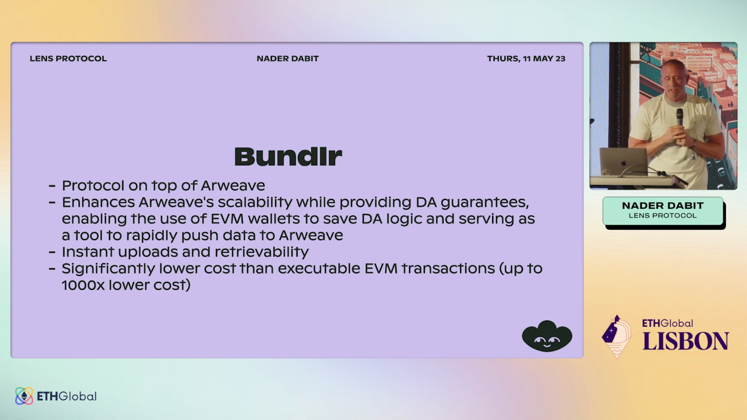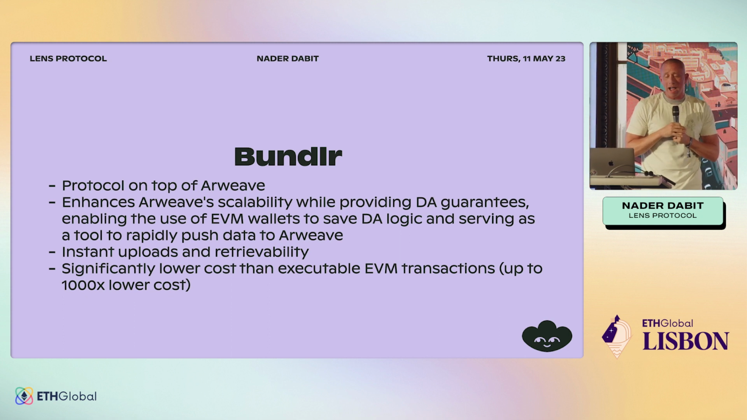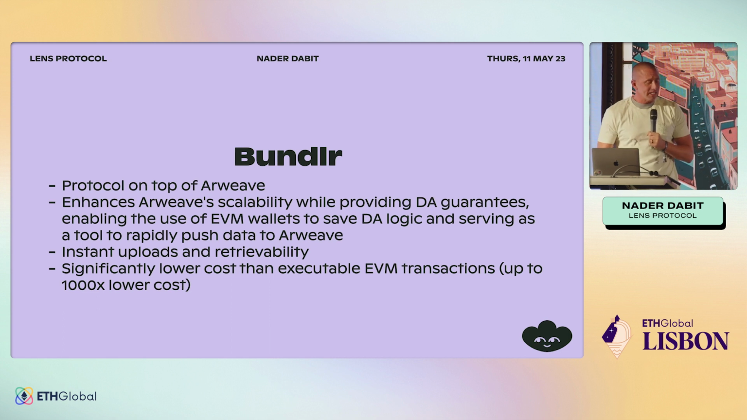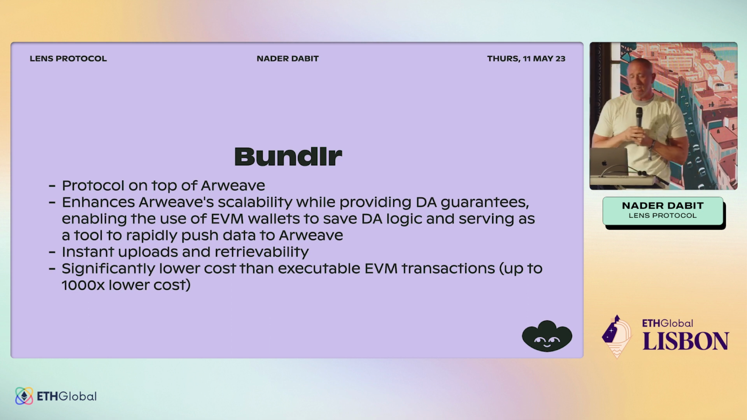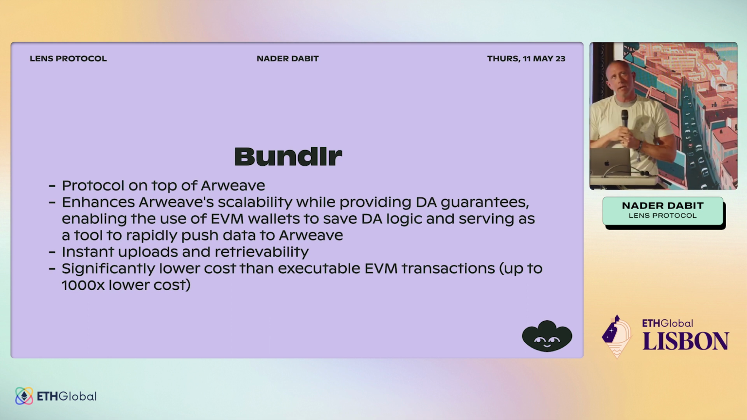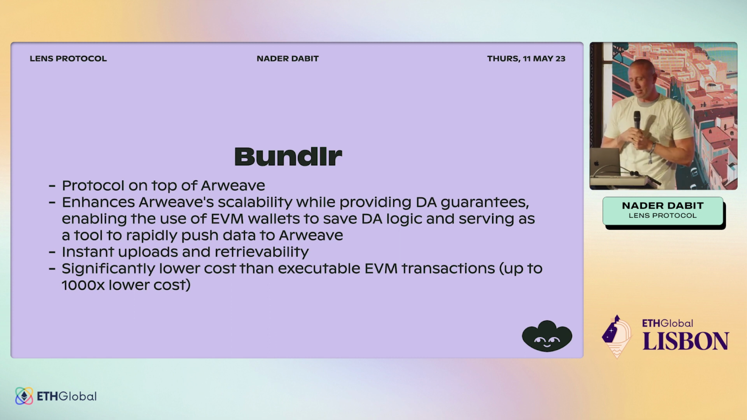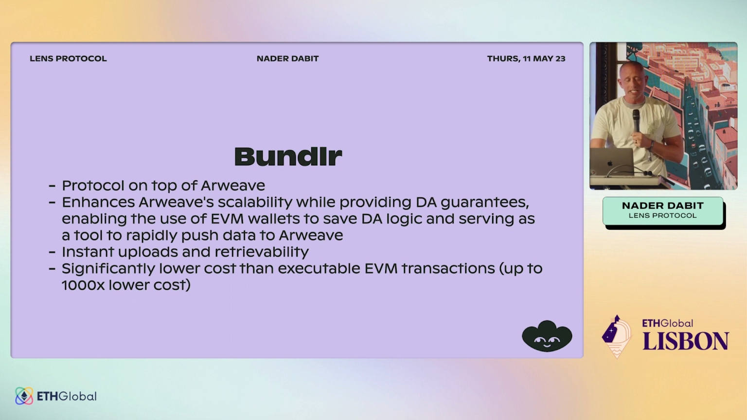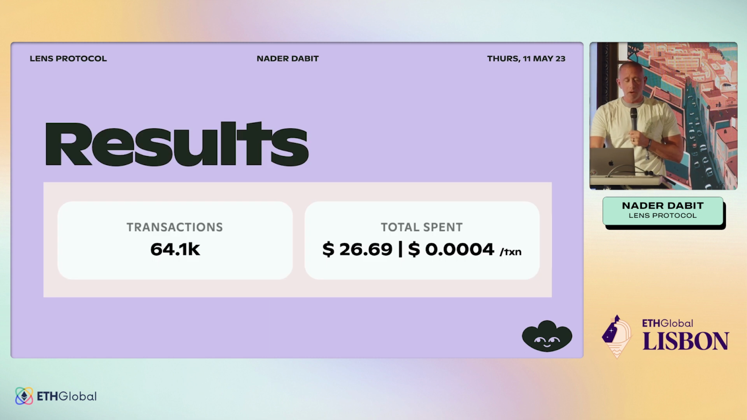And again, one of the reasons that this is now possible is using a network called Bundlr, which is a protocol built on top of Arweave. It basically enhances the scalability of Arweave by making everything faster. It has instant uploads and instant retrievability, and it's significantly less costly than our previous EVM network, I would say, main focus. So with Bundlr, we're seeing transaction costs up to 1,000 times less expensive, typically, though, more in the range of hundreds. So what are the results of this?